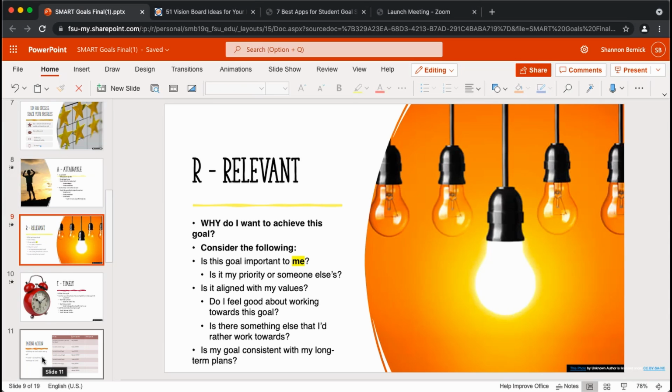And then of course you want to consider, is my goal consistent with my long-term plans? So if your long-term plan is to become a registered nurse, and you decide for your bachelor's degree that you're going to study criminology. Criminology is a great field to study. There's a lot of opportunity in it, but it's not really consistent with becoming a nurse, which is your long-term goal. So you'll want to make sure that the goals you're setting are consistent with your long-term plans.